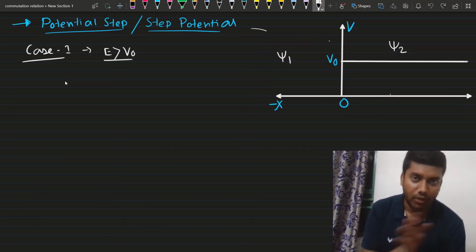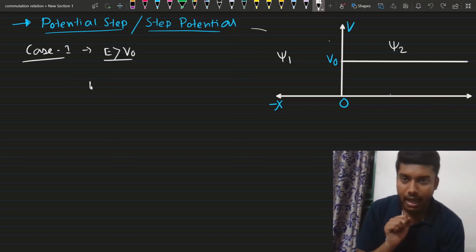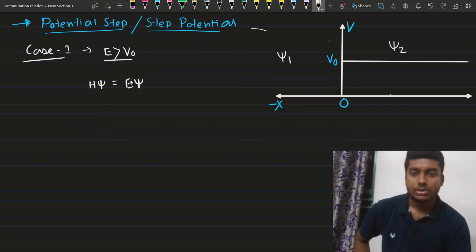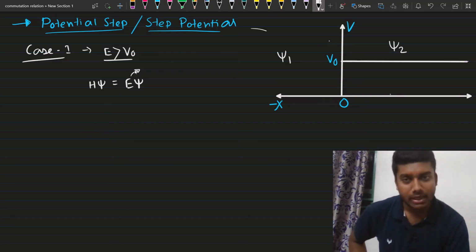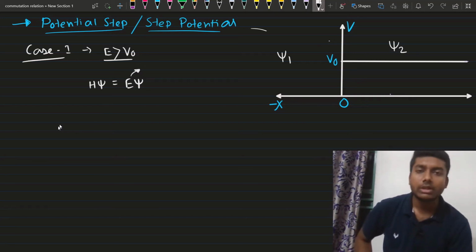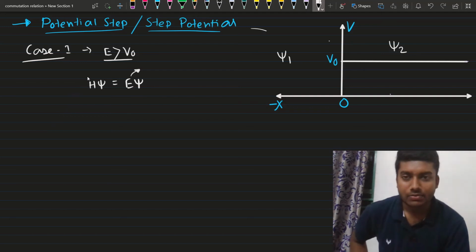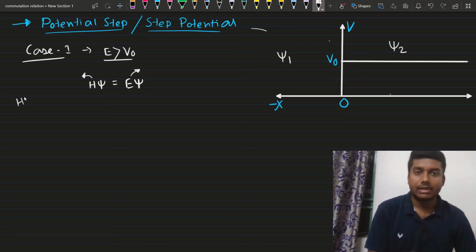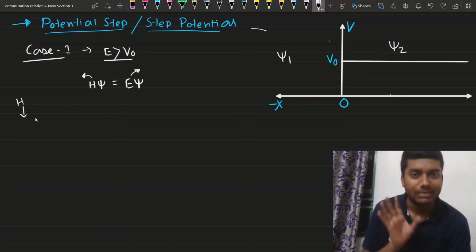So Schrodinger's wave equation is like this: H psi equals E psi. E is called the energy eigenvalue, or the energy, and H is the Hamiltonian. Hamiltonian means what? I think you have learned it in classical mechanics. Hamiltonian means the total energy of that system.